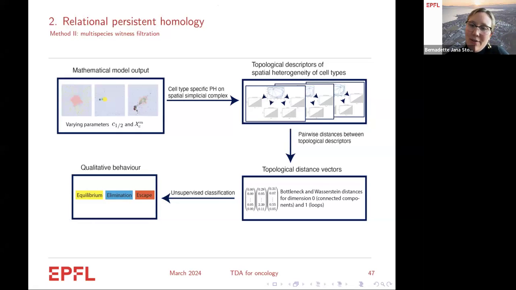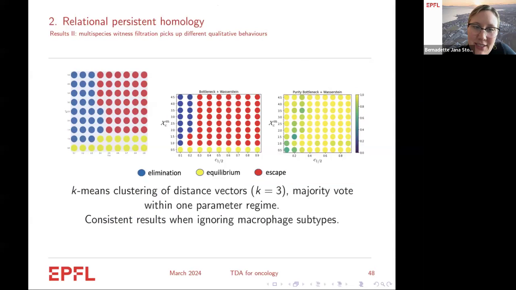And so each image now is turned into a topological distance vector, and we then use k-means clustering to see if we can reproduce the 3 qualitative behaviors. So here are the results. On the left, you have experts' annotation. Here, Joshua Bull looked at 1 simulation per parameter pair and estimated if this looked more like elimination, equilibrium, and escape. In the middle, we have the fully automated k-means clustering of our distance vectors using 3 different clusters.